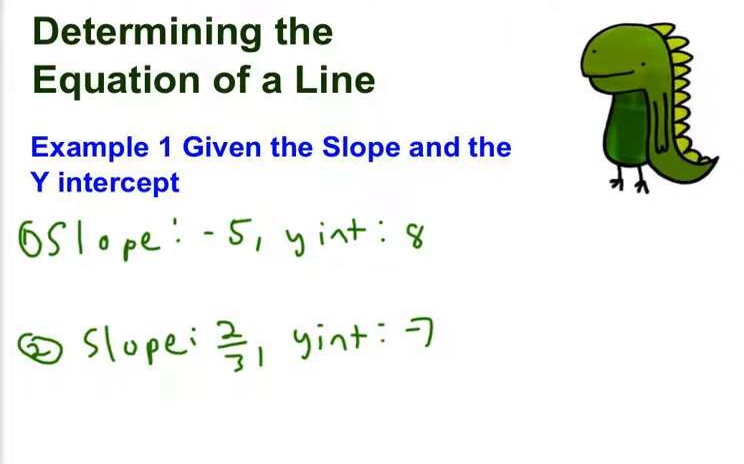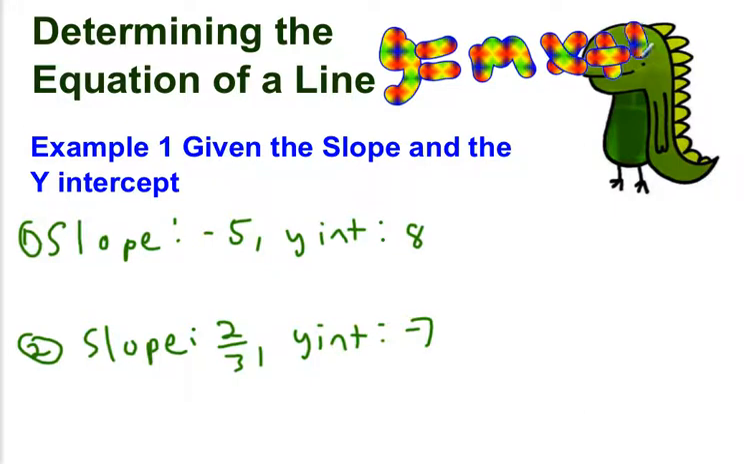Okay, slope-intercept form, which we all know, right? We should know this in our sleep by now. Slope-intercept form is y equals mx plus b.